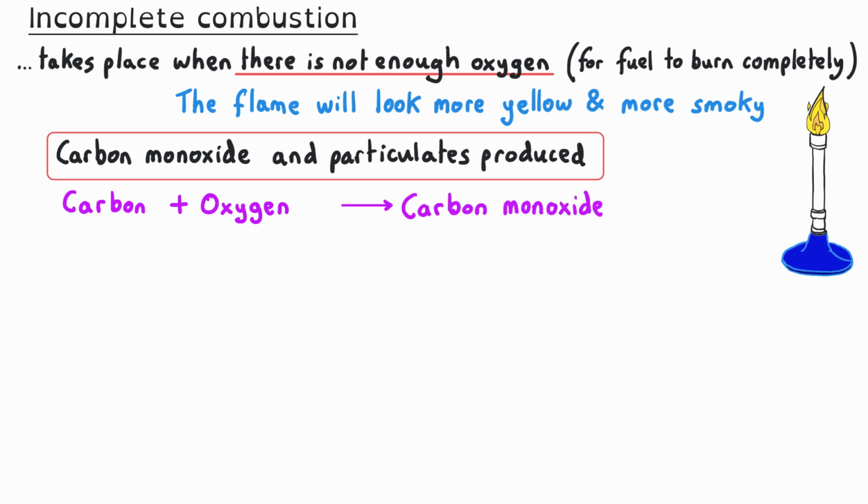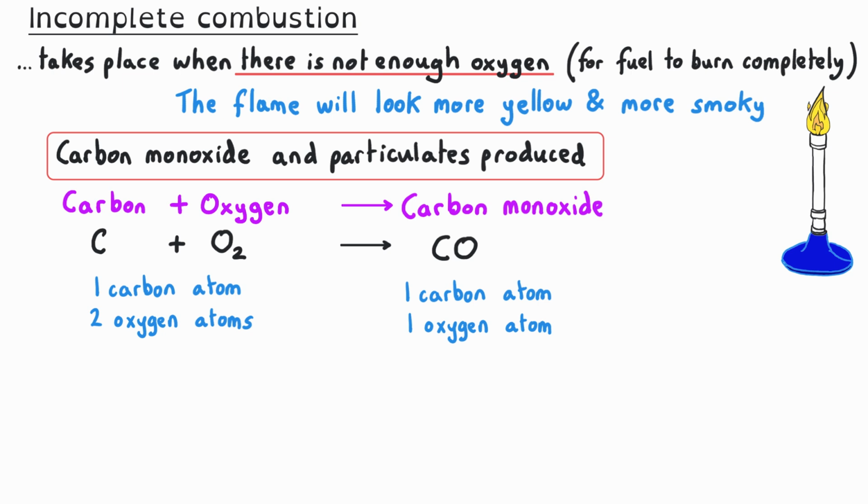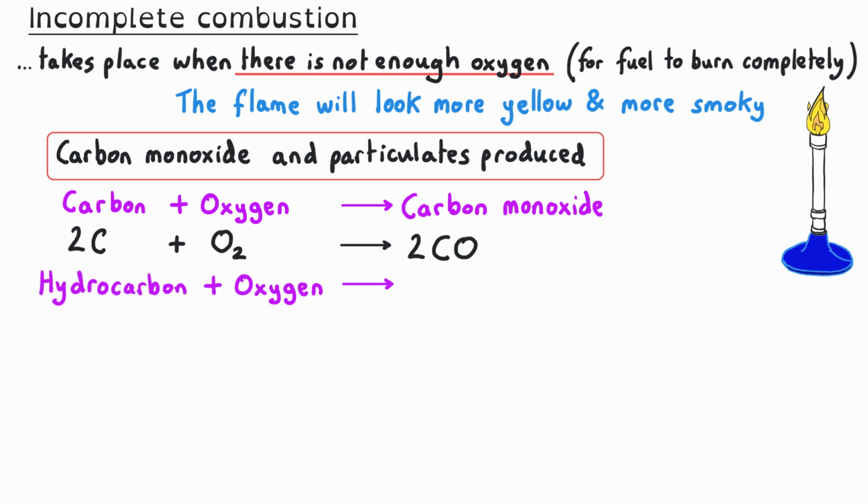And so the symbol equation for this would be C plus O2 produces CO, for carbon monoxide. And so this equation needs to be balanced with a 2 in front of carbon monoxide's formula and a 2 in front of the carbon. If it is a hydrocarbon burning in the presence of oxygen, we would produce carbon monoxide and water. Notice that it is the carbon product that is affected by the limited supply of oxygen.